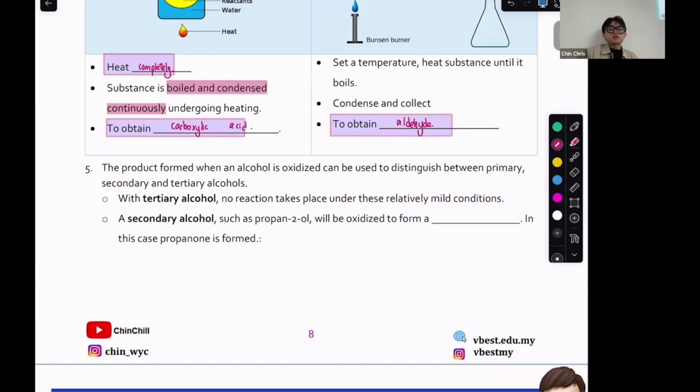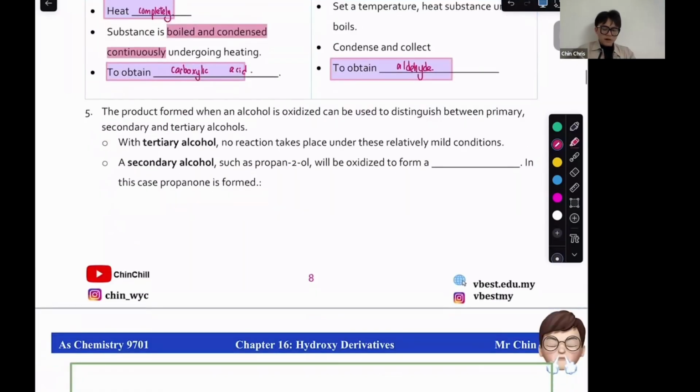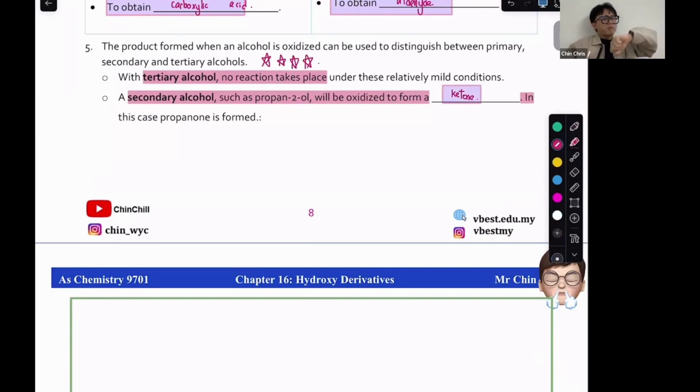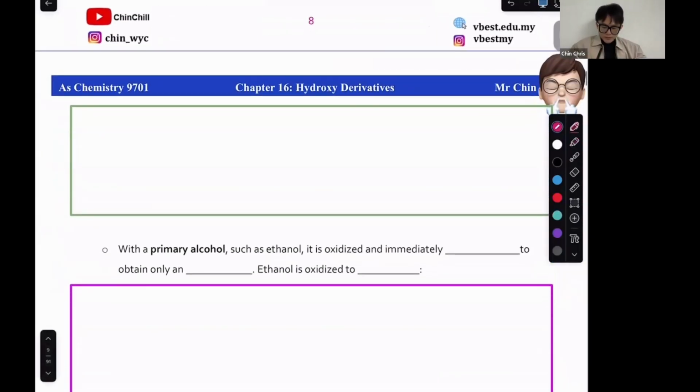Alright, the product formed when alcohol is oxidized can be used to distinguish between primary, secondary, and tertiary. With a tertiary alcohol, no reaction takes place. Remember this, tertiary alcohol can never be oxidized. Secondary alcohol, we will get a ketone. That's it. Please write it down. Now let me show you some examples.